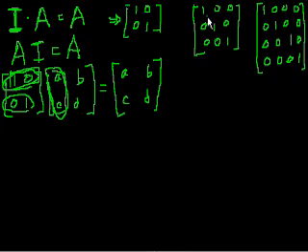And that same thing applies when you go to 3 by 3 or n by n matrices. So that's interesting. You have the identity matrix. Now, if we wanted to complete our analogy, let's think about it.